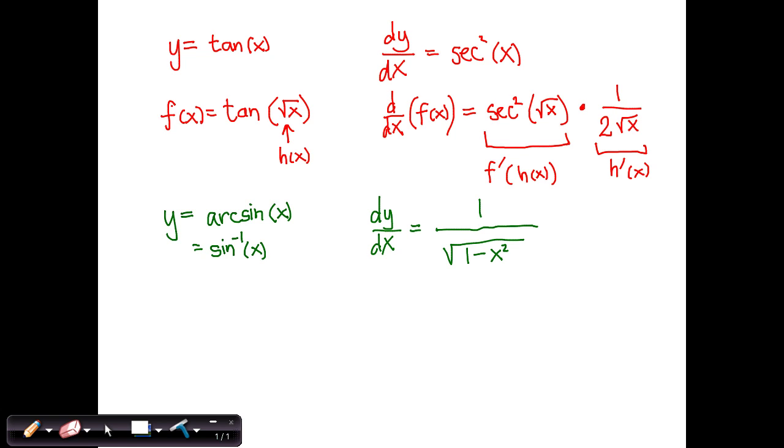What if I had, let me call it something else, k of x equals, let's see, arc sine of the natural log of x. So the arc sine of a natural log of x. If I want to find the derivative of that, I'll call it k prime of x. And you can do these chain rule things in either order.